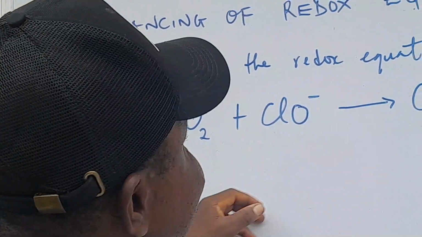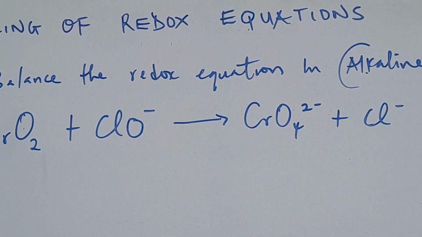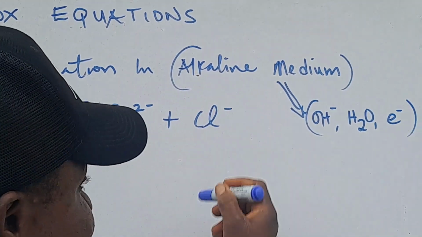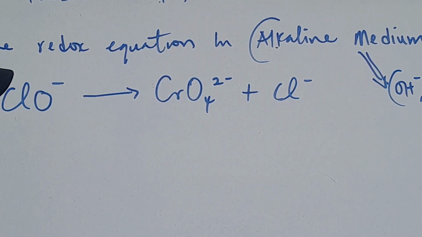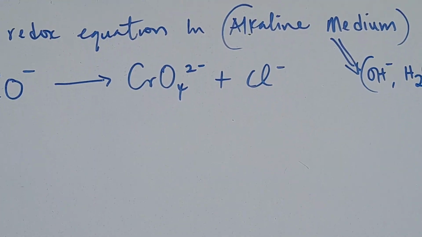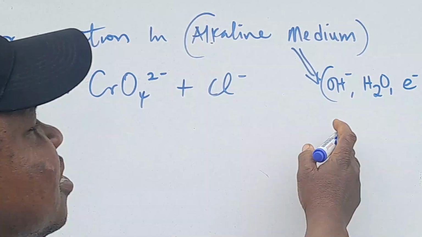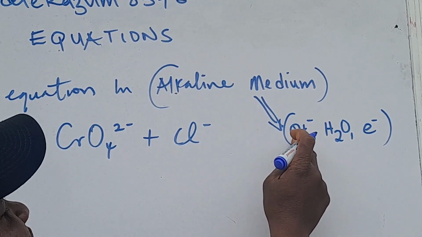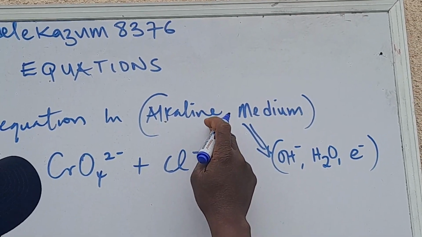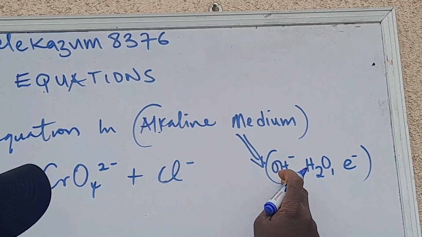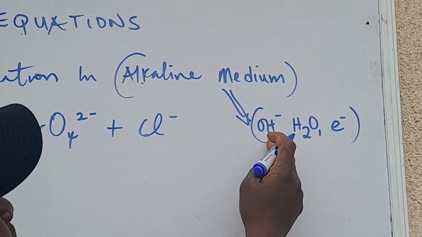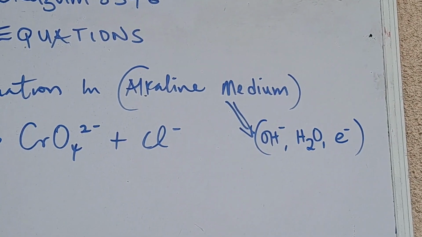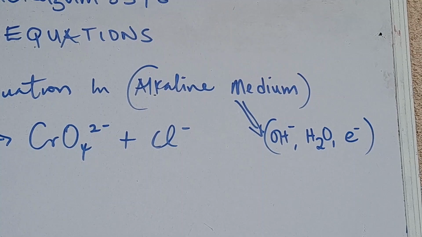Example 3. Balance the redox equation in alkaline medium. Now, alkaline medium, we have been talking about acidic medium all along. So now in alkaline medium, the difference is that this place is supposed to be hydrogen plus if it's acidic medium, but now alkaline medium is hydroxy, OH minus. The rest are the same. So let's look at the example.